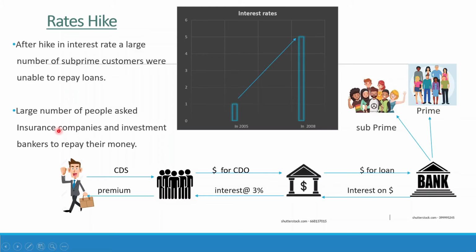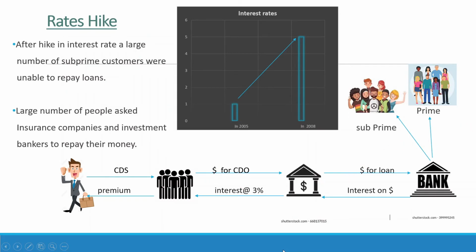Okay, so a large number of people asked insurance companies and investment bankers to repay the loans, as this category of people, and some from this category also, were unable to repay the loan. When they were unable to repay the loan, banks were unable to repay the money to investment bankers, and when investment bankers were not getting money, they were unable to repay people, and people then asked for money from investment bankers and also from insurance companies. Okay, so here these two were running out. They didn't have money to provide to people.